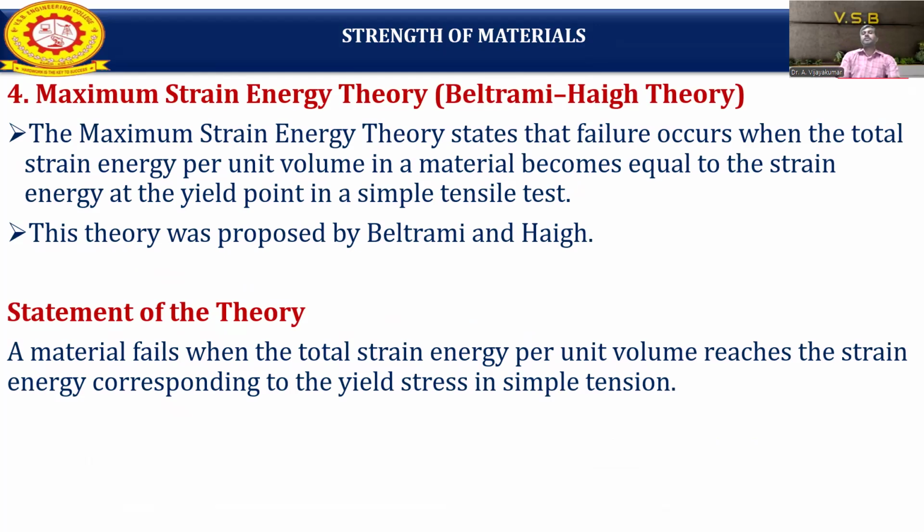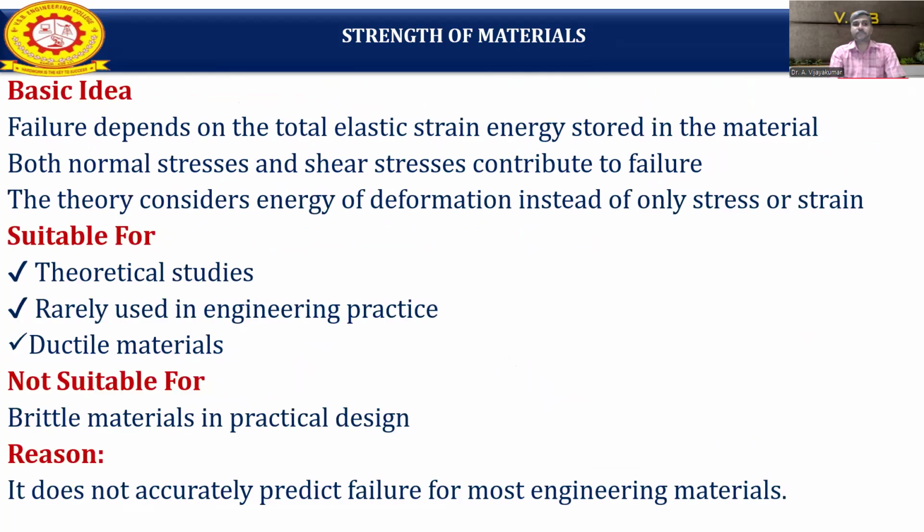Fourth is the maximum strain energy theory, or we can also call it the Beltrami-Haigh theory. When you are conducting a simple tensile test, failure occurs when your total strain energy per unit volume of the material becomes equal to the strain energy at the yield point. That is called the maximum strain energy. What does the statement say? The material fails when the total strain energy per unit volume reaches the strain energy corresponding to the yield point in simple tension. What is the basic idea for this test?